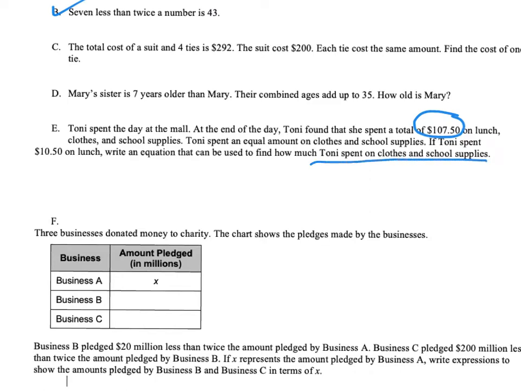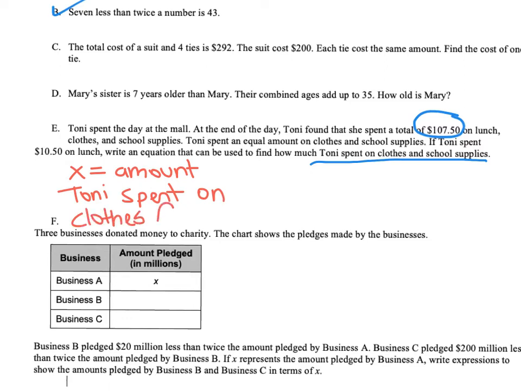Okay, so our X, our unknown, is the amount Tony spent on clothes and school supplies. That's our X. That's what we don't know.